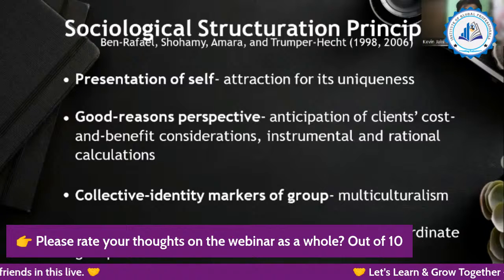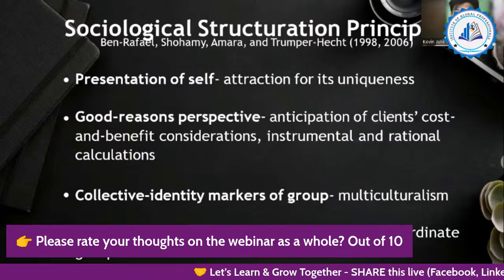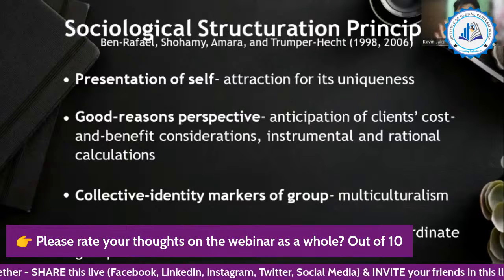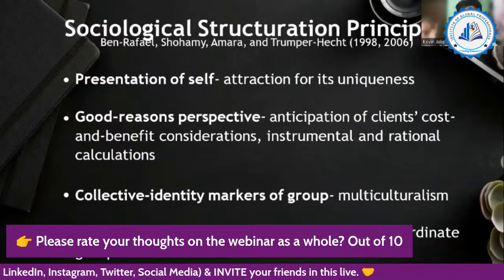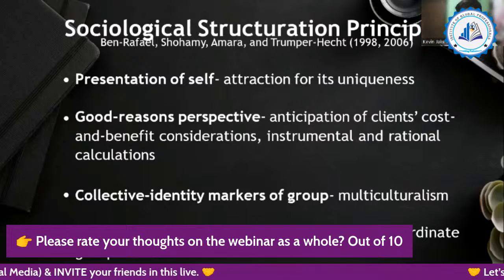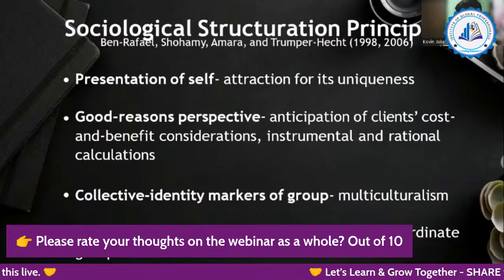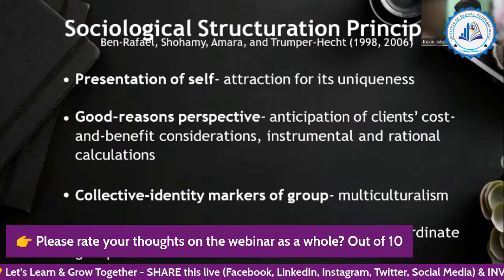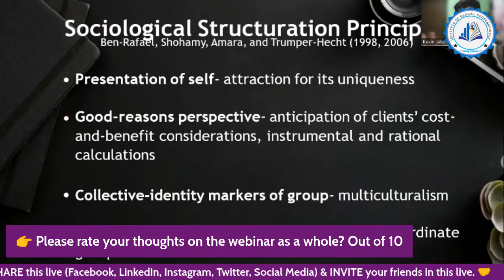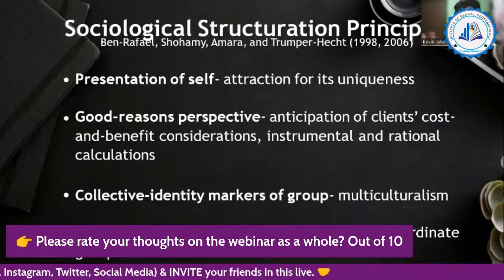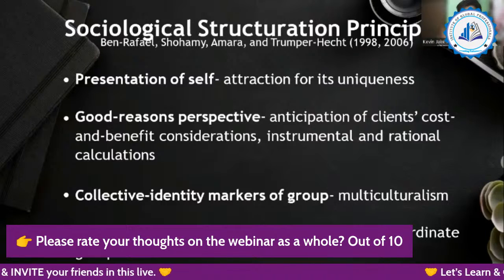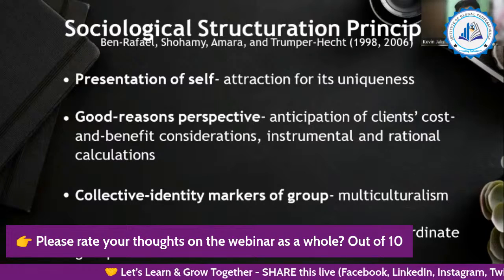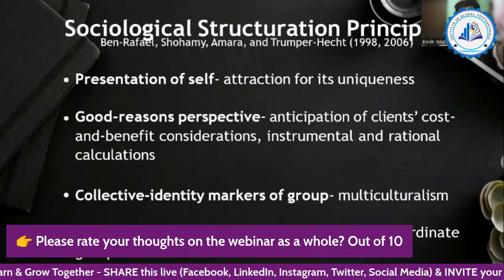a certain meaning? And we also have the good reasons perspective, where it is the anticipation of clients, cost and benefit considerations, instrumental and rational calculations. We also have the collective identity markers of a group. Like, what if this community is really multicultural and multilingual? Therefore, our signages would logically have to provide us with a multilingual approach, like using different languages on one signboard. But not all signboards would have that expectation, right? So we need to dig deeper in investigating the language or the languages that are being used on a certain signboard, and how does that connect to people and their linguistic and cultural identities.